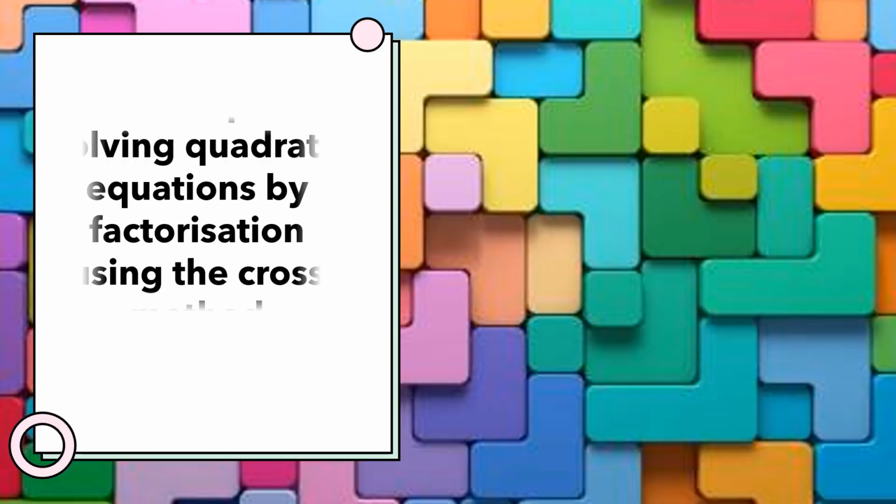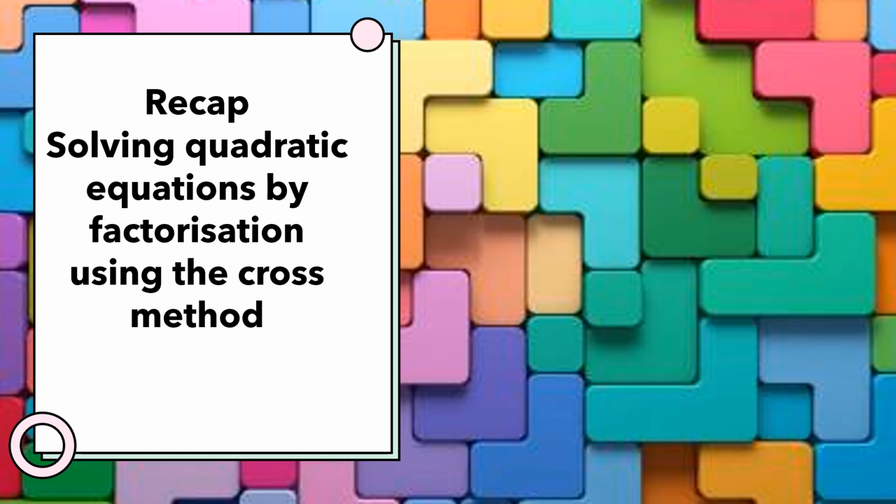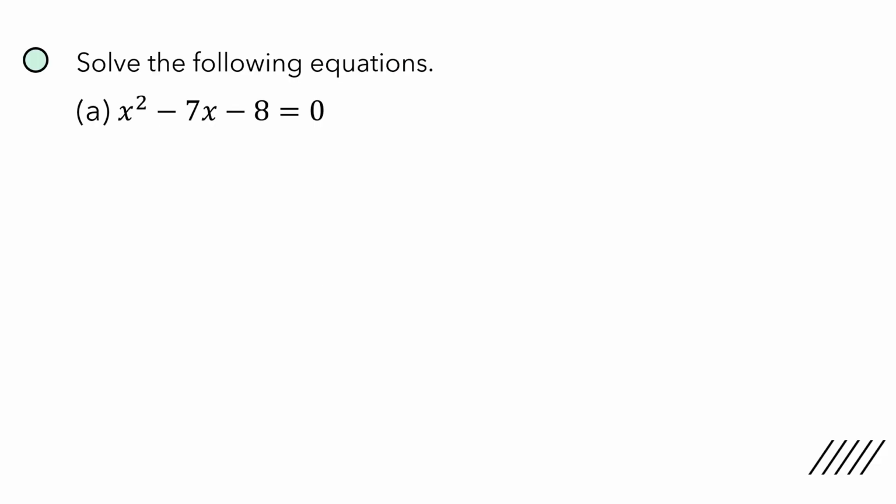The next slide is we're going to do a recap on how we can solve quadratic equations by factorization using the cross method. To do the cross method, first of all, let's draw a cross like that. And then we have to arrange your expression properly: x squared, followed by -7x, followed by -8. This cross method is more or less a trial and error method. The factors of x squared will be x and x, which means x times x will give you x squared.